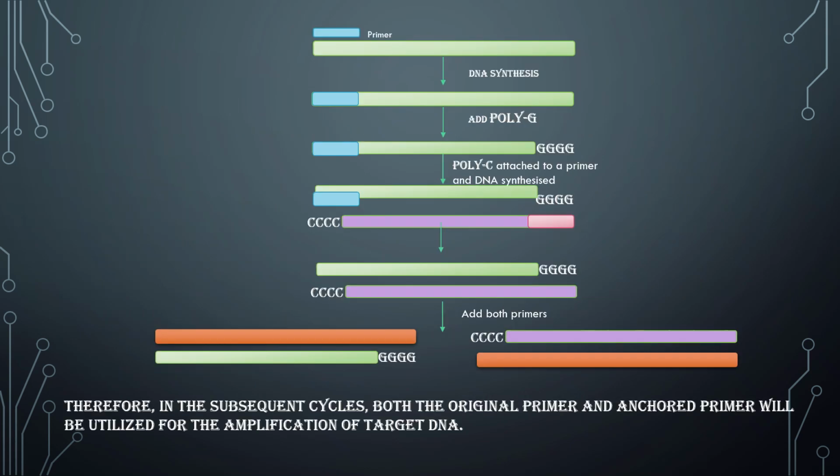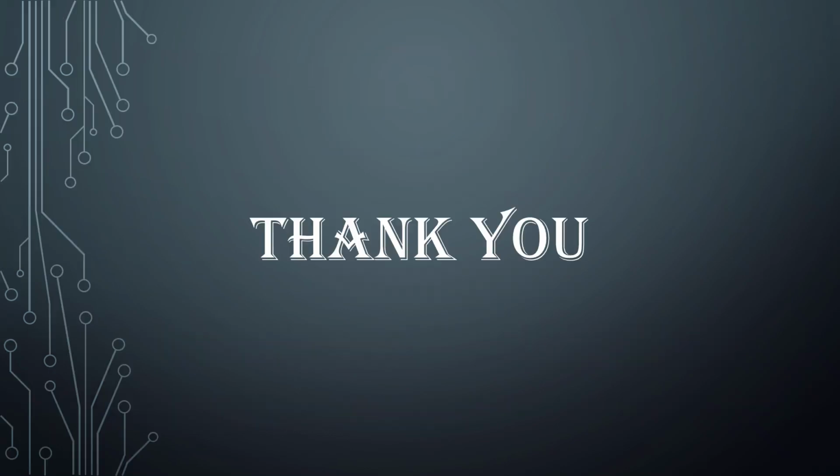You can see here clearly how it occurs. First, DNA synthesis: poly G, poly C attached to a primer is added and DNA is synthesized. Only one end is synthesized, and two different strands are formed. After that, primers are added, and in subsequent cycles both the original primers and the anchored primers will be utilized for further amplification of the target.